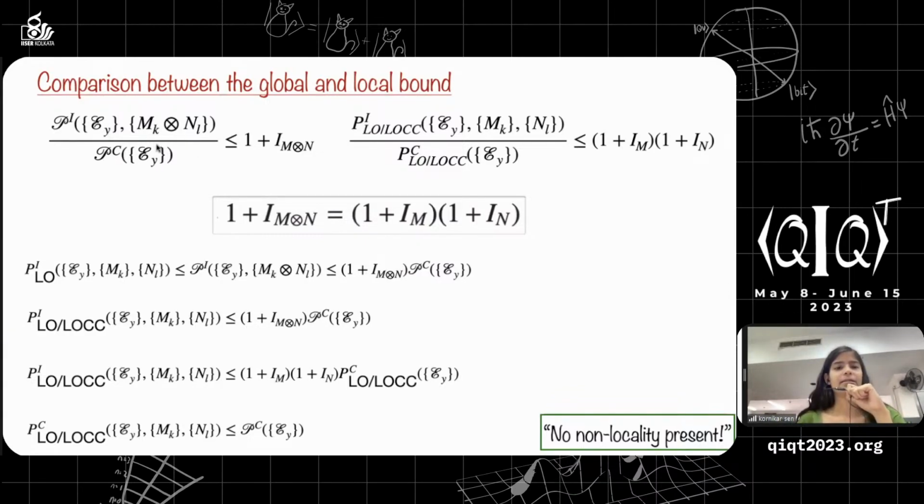I can say that yes, for these ratios the RHS are the same, but if you focus on the numerator, then the bound on the numerators has been improved. So from this relation, you find the bound on Pi as this one, and using our relation, you will find the bound on Pi as this one. And as I said, this quantity is equal to 1 plus Im into 1 plus In.